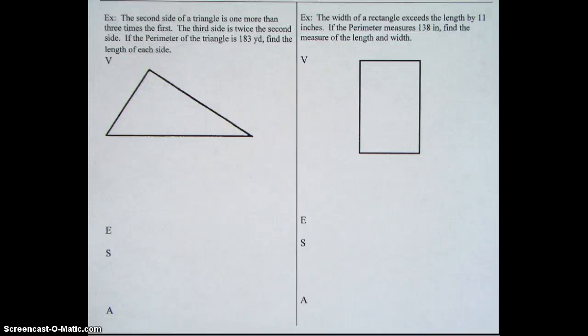Let's try another triangle problem. This one's a little bit harder. It says the second side of a triangle is 1 more than 3 times the first. The third side is twice the second side. If the perimeter of the triangle is 183 yards, find the length of each side.